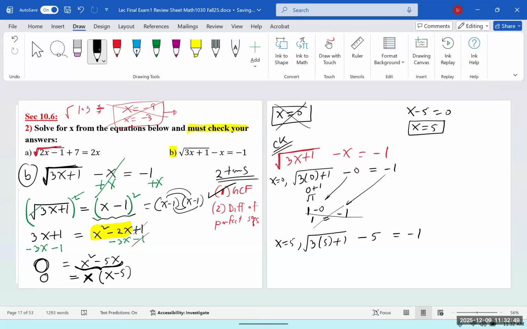So you check 5. 3 times 5 is 15 plus 1, so you get square root of 16, which is 4. And we subtract 5. 4 minus 5 is negative 1. And on the right side, we do have negative 1. So we have the same number on both sides of the equal sign. So we accept x equals 5 as our solution.